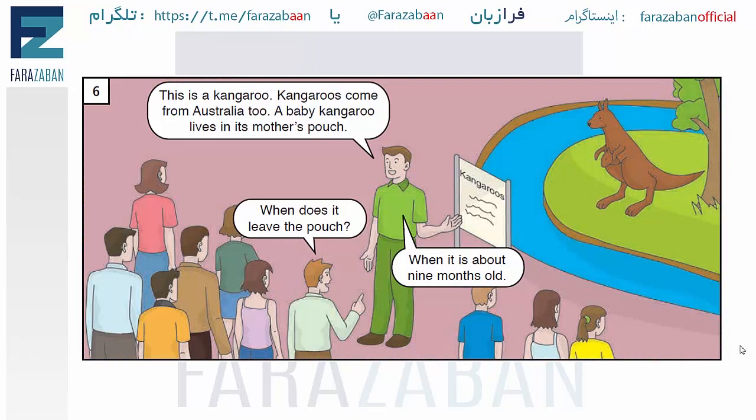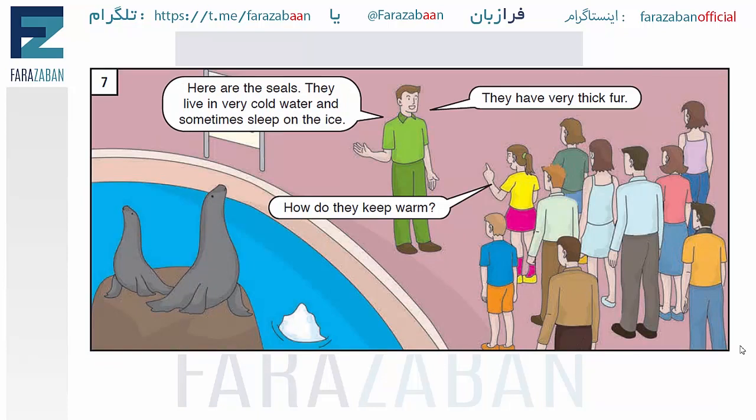This is a kangaroo. Kangaroos come from Australia too. A baby kangaroo lives in its mother's pouch. When does it leave the pouch? When it is about 9 months old. Here are the seals. They live in very cold water and sometimes sleep on the ice. How do they keep warm? They have very thick fur.